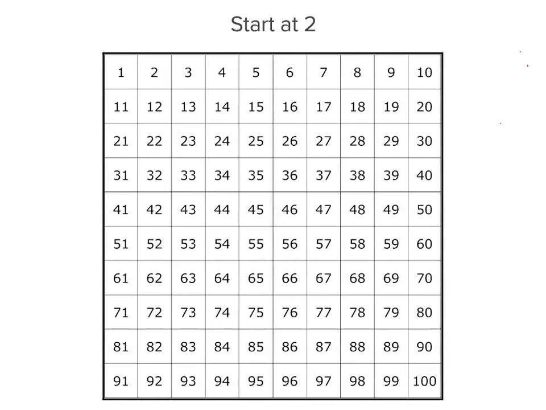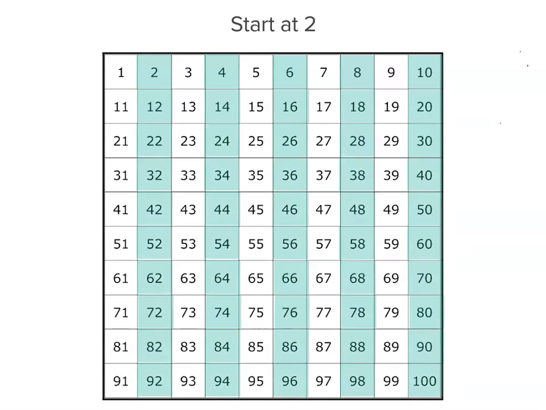Let's start at 2. If we start at 2 and we count by 2, we miss the next number and take the next one. Then we miss one and take one. And if we keep doing that, we get all of these numbers here. And what you'll see is that all lined up in our table. Take a look. So that's counting by 2.